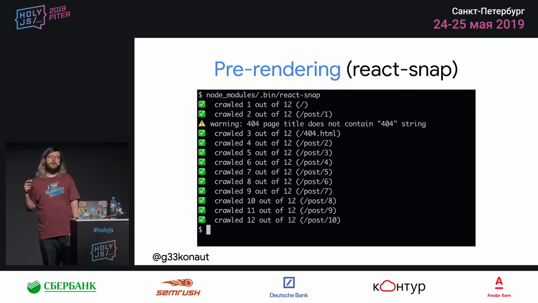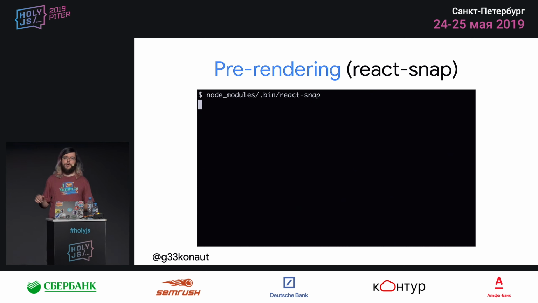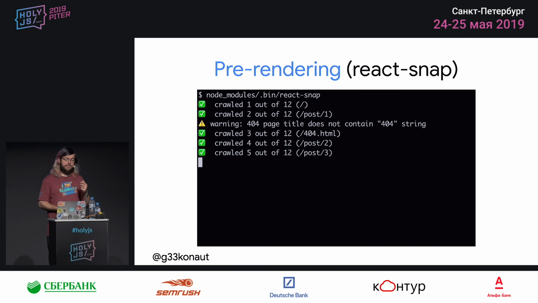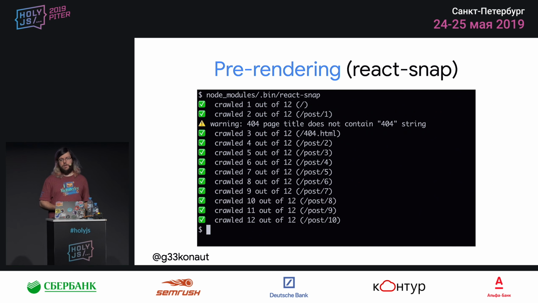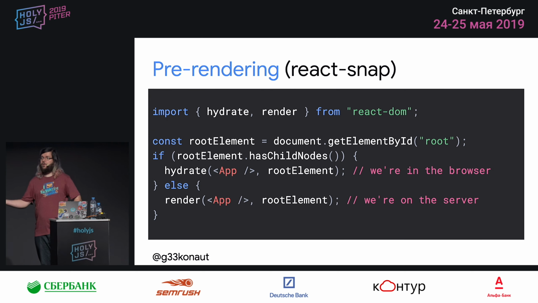If you want to do React pre-rendering, there's a thing called React Snap that uses a headless Chrome to crawl my different pages and generate the HTML for me that I can then deploy on any static hosting. That's kind of nice as well. And React Snap also has the option to do hydration. You would have to change your app component a little bit to either hydrate or render the application, depending on if you're on the server or in the browser.